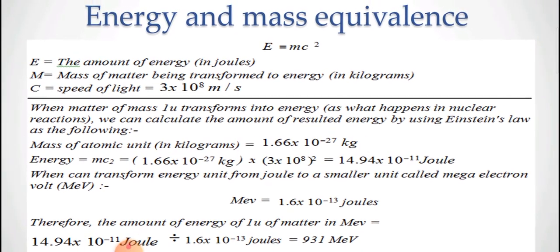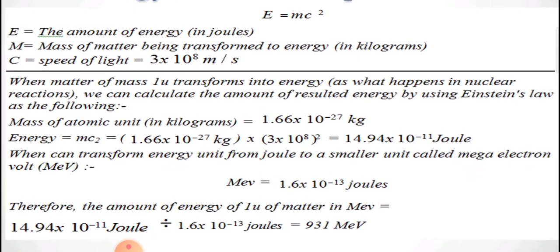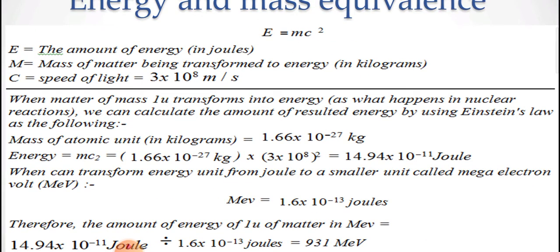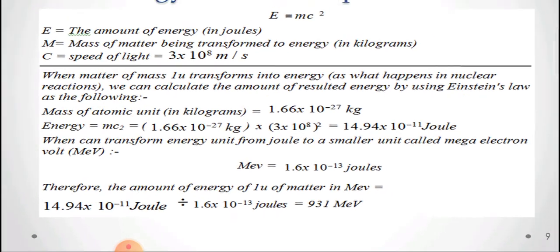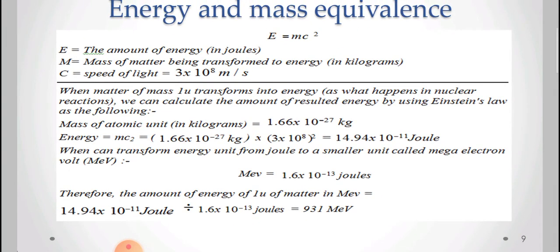When matter of mass 1 unit transforms into energy, as happens in nuclear reactions, we can calculate the amount of resulting energy by using Einstein's law as follows: E equals m times c squared, or E equals m times 931.